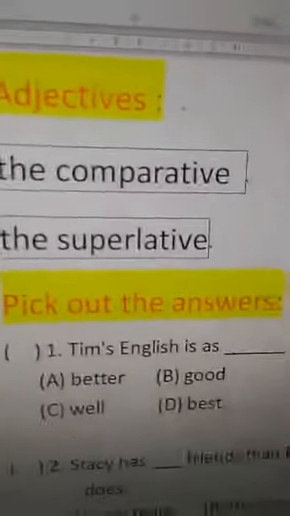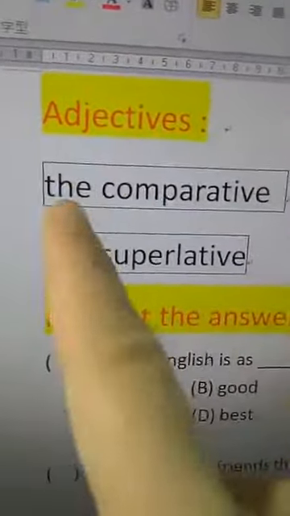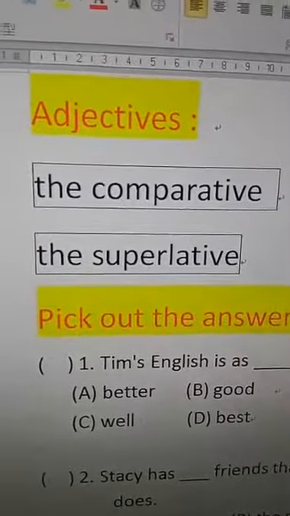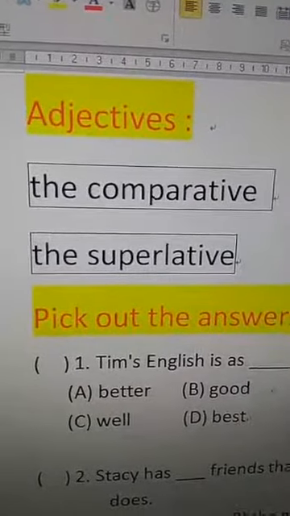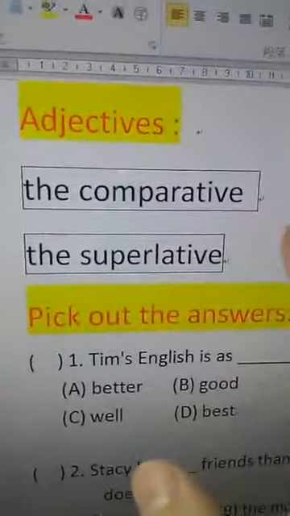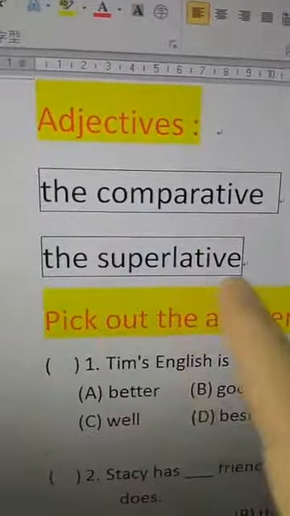The comparative form of adjectives, the superlative form of adjectives. So let's go on. Okay, today I'm going to talk about adjectives. We have two different levels of adjectives. One is the comparative form. The other is the superlative form.